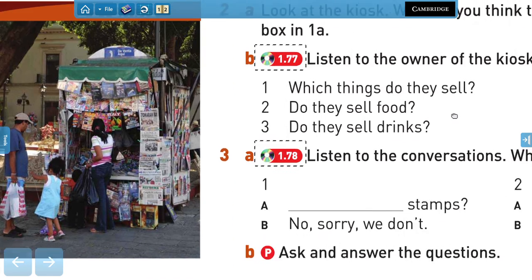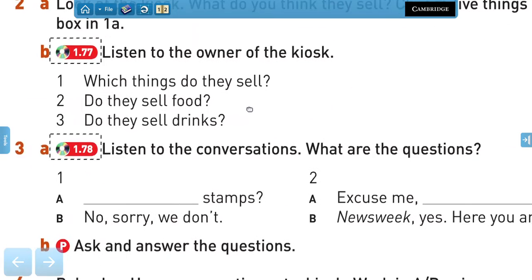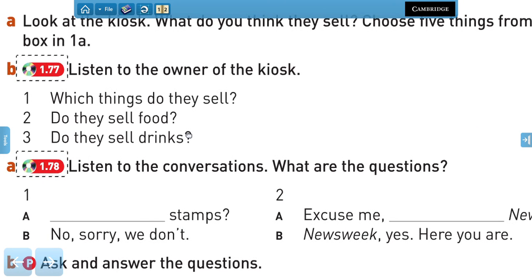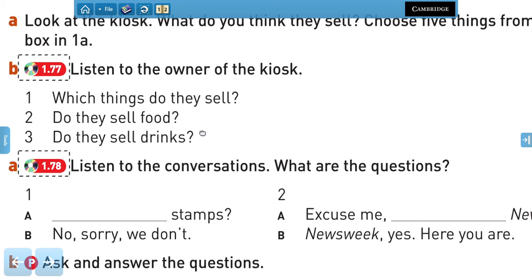Okay, so listen to the owner of the kiosk and we're going to answer 3 questions. First, which things do they sell? Do they sell food? Do they sell drinks? So we're going to listen and then we're going to answer. Remember, I'm going to play the listening just once, but you can go back the video and listen again in case you need it. All right?